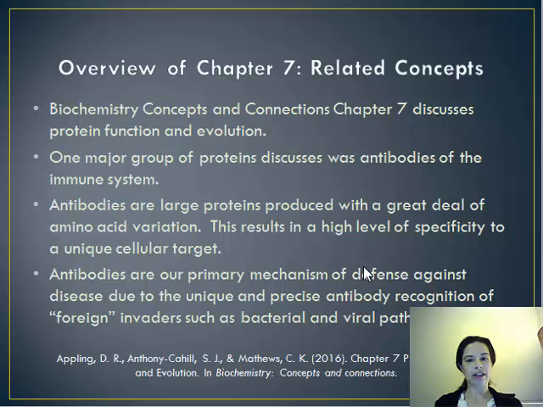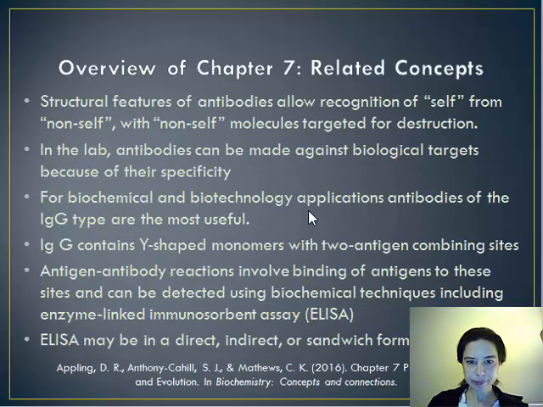So this topic relates to Chapter 7, which we went over in our book. One section of Chapter 7 discusses antibodies, which are a major group of proteins involved in our immune system. What is unique about them is that they have a great deal of amino acid variation, and this results in a high level of specificity to unique cellular targets. So antibodies are going to be our best defense against foreign invaders such as bacteria and viral pathogens.